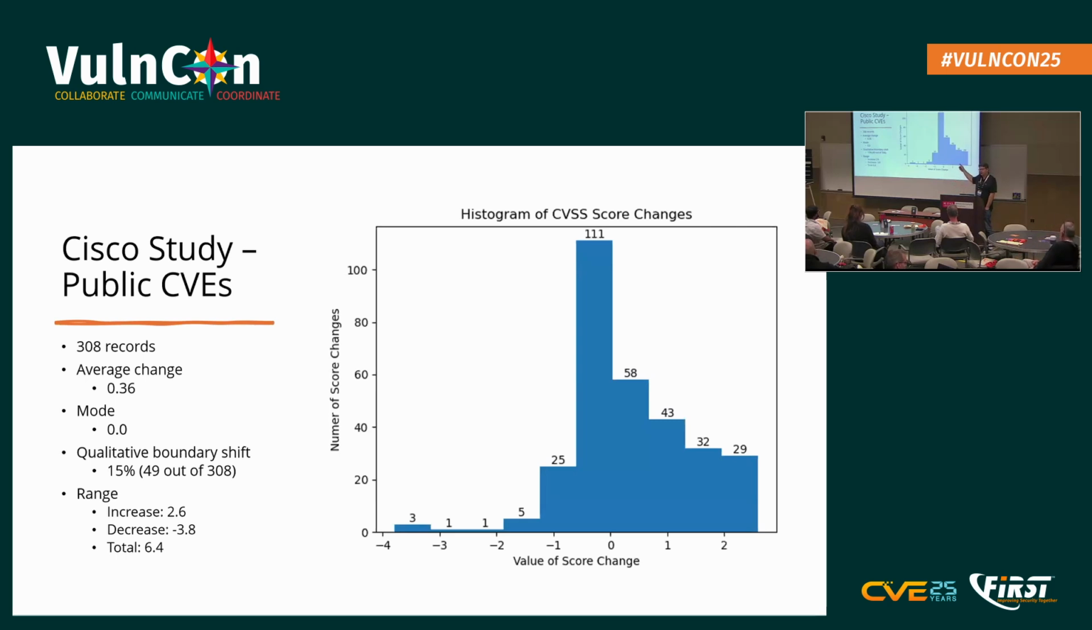But really what we care about the most is that qualitative boundary shift. Over the entire range, 15% of scores changed qualitative boundaries, from low to high, low to medium, something like that. So let's look at those in more detail.